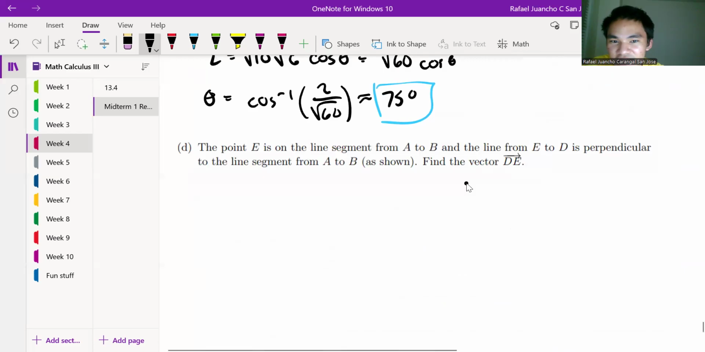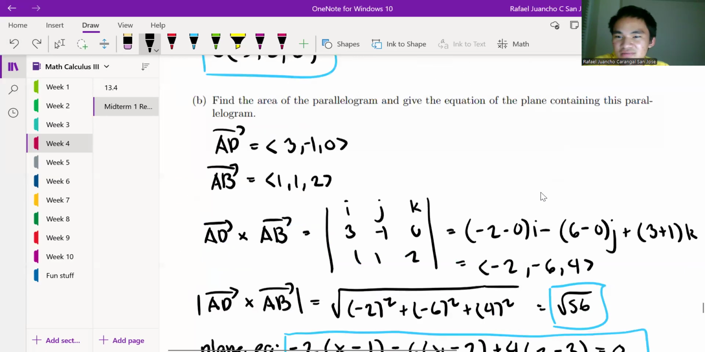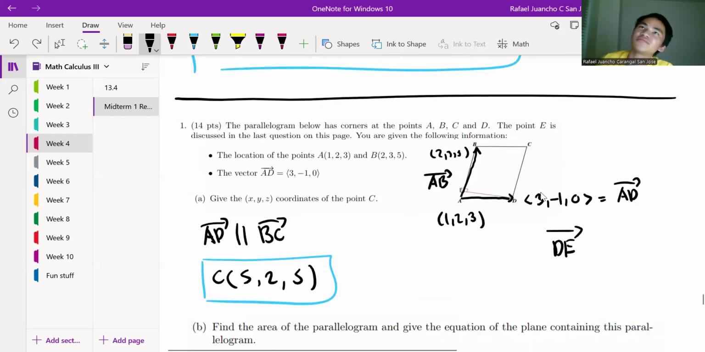What else does it say? Yeah, that's all it says. E is on A to B. I don't know what the point is. The line from E to D is perpendicular to the line segment from A to B. Now I need to find vector D cross product. I'm thinking cross product, vectors, dot product, one of those. I don't know. That is tricky.